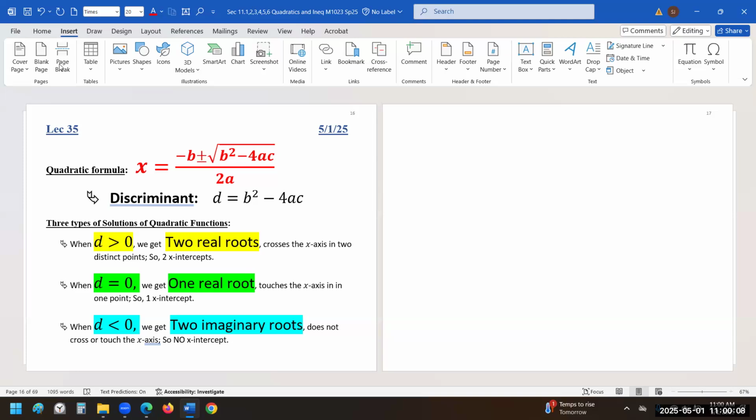However, without even solving for x, just by observing what we have under the radical, we can already figure out how many solutions we are going to get. And the thing we have under the radical, we call the discriminant. The discriminant tells us how many solutions and what type of solution we have.